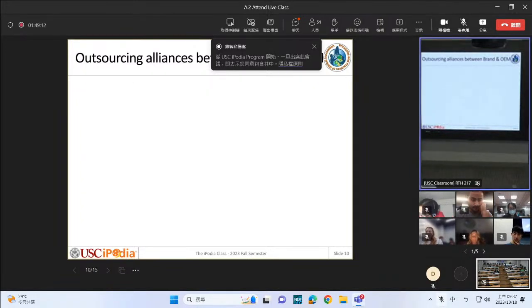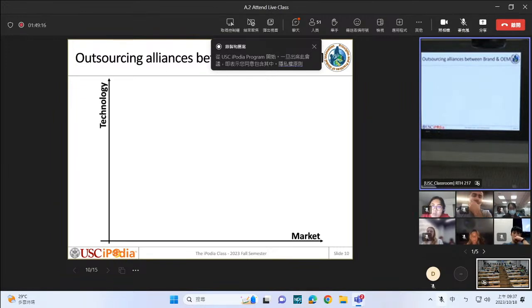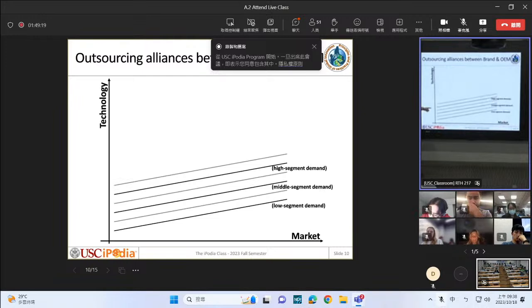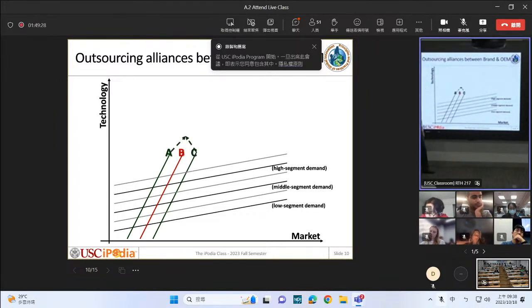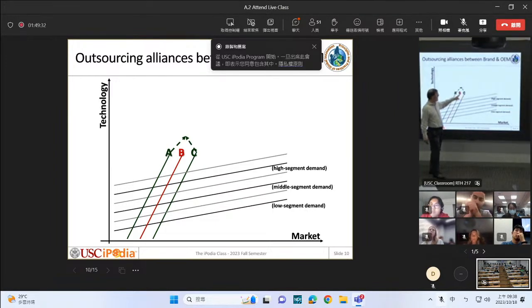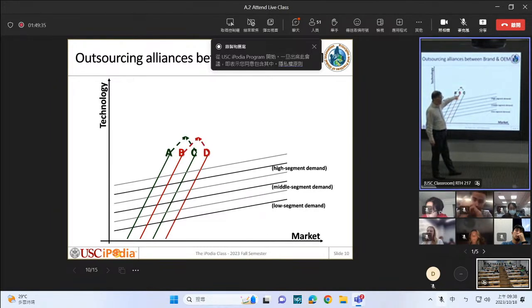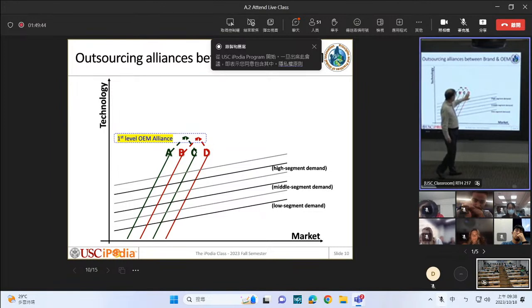Now, this outsourcing alliance, I already told you A and C and B and D, so you can see this is a very interesting one. Suppose you have different market segments, right? So you have A and B, and then A gets married to C, right? And B becomes threatened. B will marry D, right? So then you end up with AC as one group, BD as one group, right?